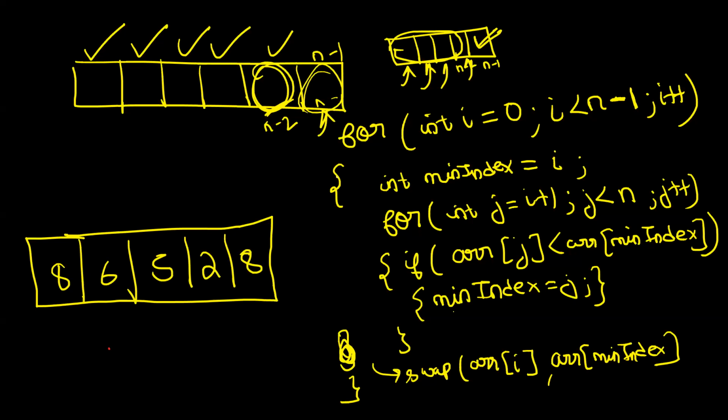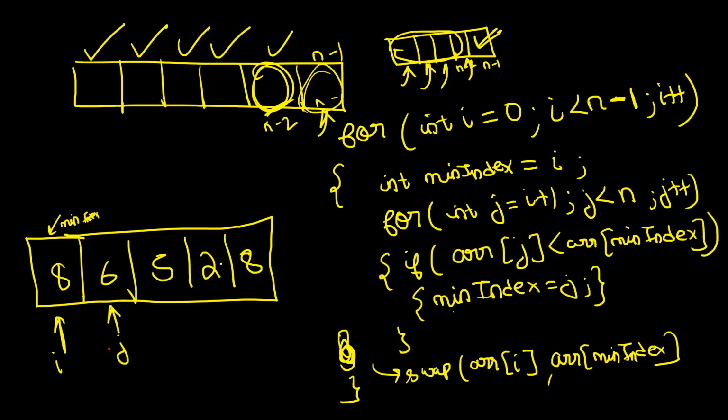Okay, let's see this. Please listen here. So first, for int i equal to 0, i is here. I have assumed that this is the minimum index, this is the minimum element. Now what do I do? j starts from i plus 1, so j starts from here.